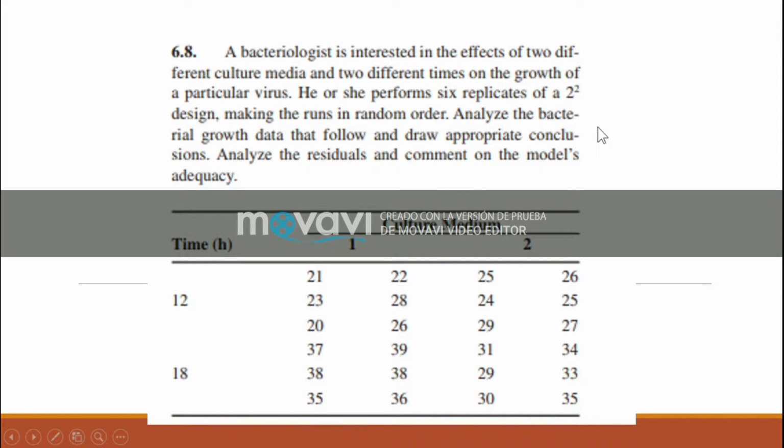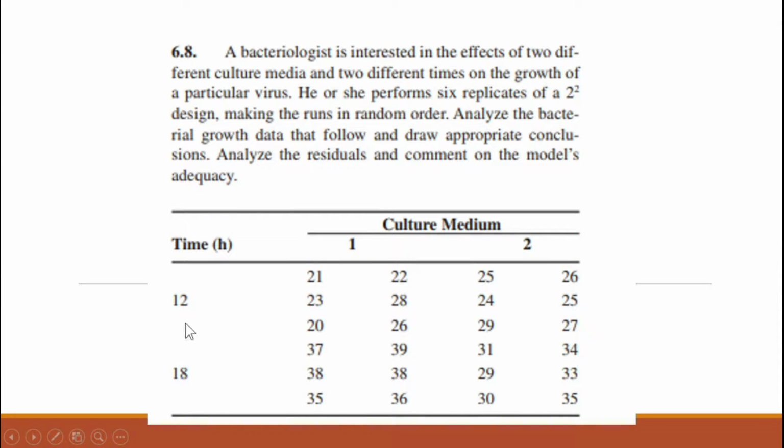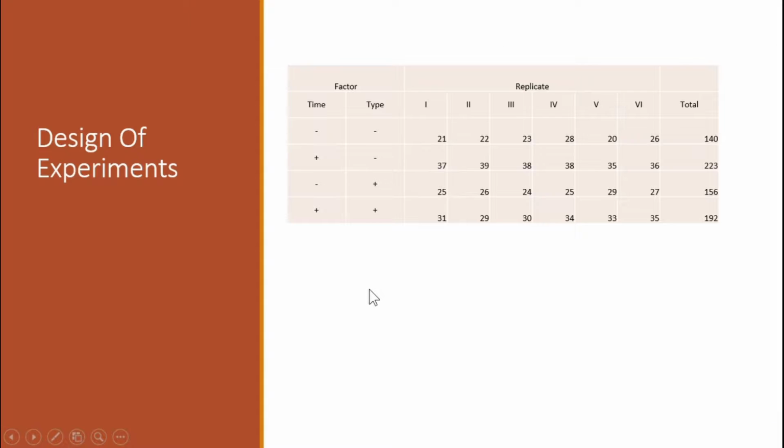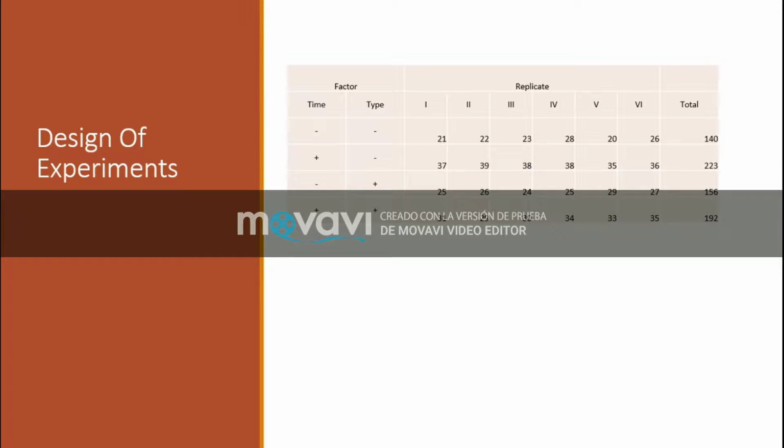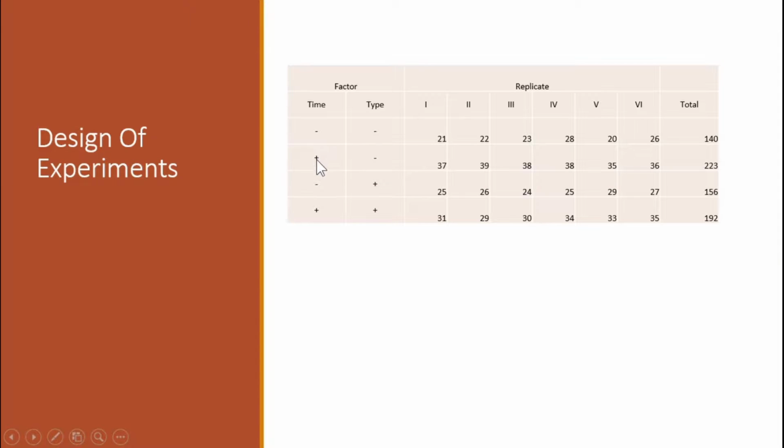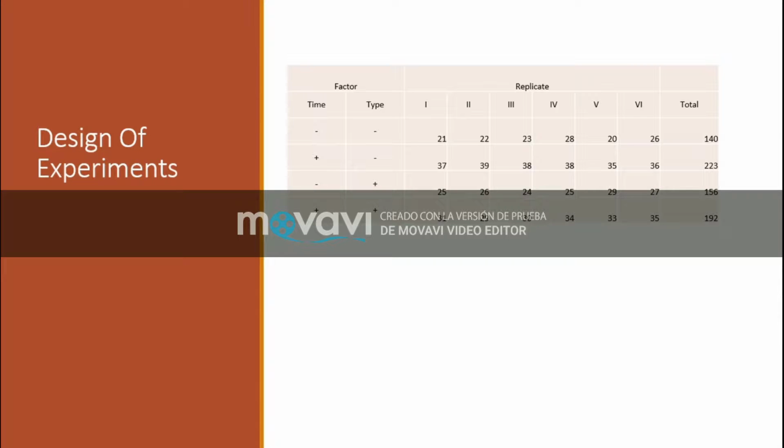Here at the bottom we can see the table where we see the two different times and the two different culture media. We can see that there are two different culture media and times, one smaller than the other, and all the replicates. So in our design of experiments we present this table where we can see the two factors, the time and the type. The time with the minus is represented by the time with 12 hours, and the time with a plus is the time with 18 hours. And the type, the minus is type number 1 and the plus is type number 2. That doesn't mean that one is bigger than the other, but it only means a differentiation of two types. So we can see a replicate and we can see the total. So with this table we are going to start working on an Excel sheet.